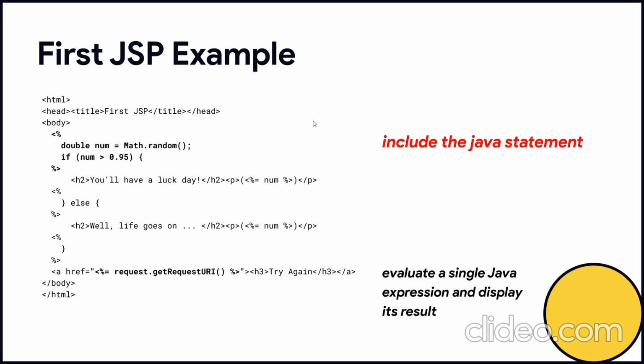As we can see, this is a simple generic HTML boilerplate template, but embedded in the body is Java code which can be used using such braces. The syntax for inserting Java into HTML is like so. It is used to include the Java statement, and to pass a reference, we have to use this syntax so that it can evaluate a single Java expression and display its result.